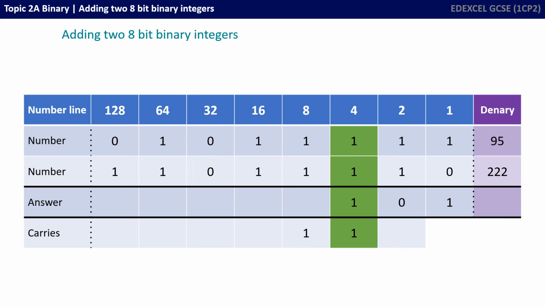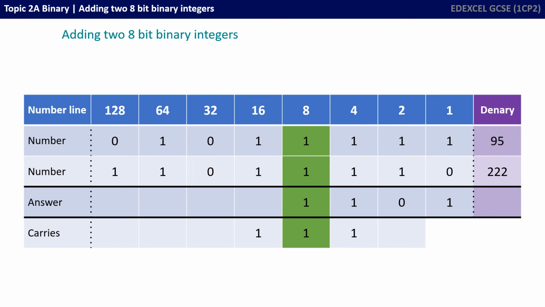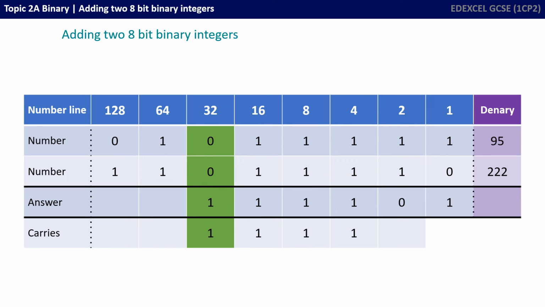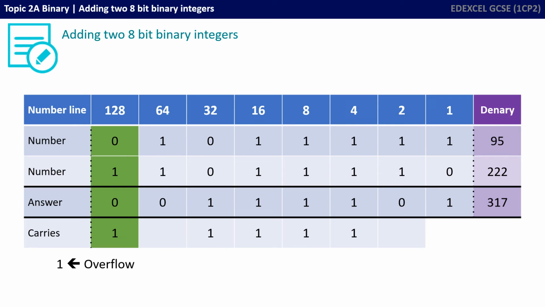A 1, 1 and a carry 1 is 1, carry a 1. Again, we have a 1, 1 and a carry 1 is a 1, carry a 1. Another 1, 1 and a carry 1 is 1, carry the 1. 0, 0 plus a carry 1 is just 1. 1 and 1 is 0, carry a 1. And here we have a 0, 1 and a carry 1 is 0, and we need to carry an extra 1.